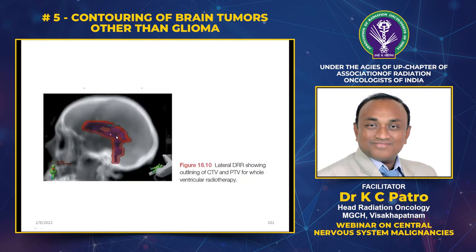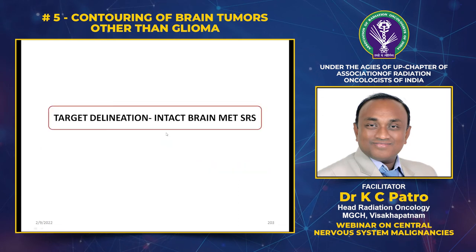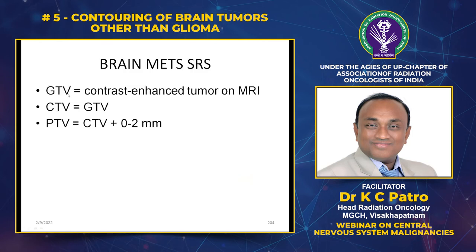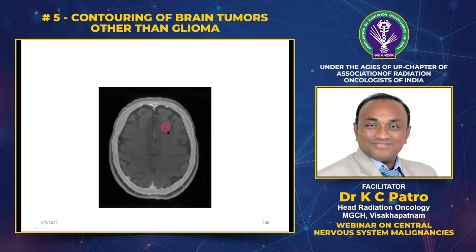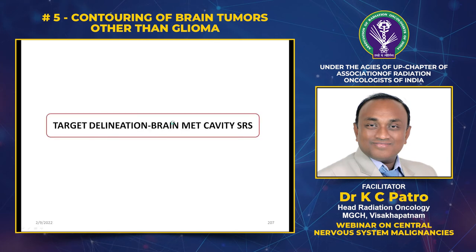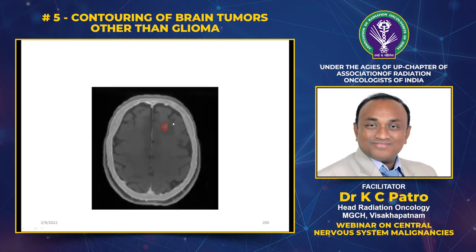So this is for the germ cell tumor and whole ventricular radiotherapy. Then the next is the target lesions for intact brain met SRS. So brain met SRS, GTV is the contrast enhancement of the tumor, CTV is equal to GTV and PTV is equal to 2 mm. So if you see, this is the contour. After contouring, you can give 2 mm. This is the very simple brain met SRS. It is very simple, nothing to tell about this.